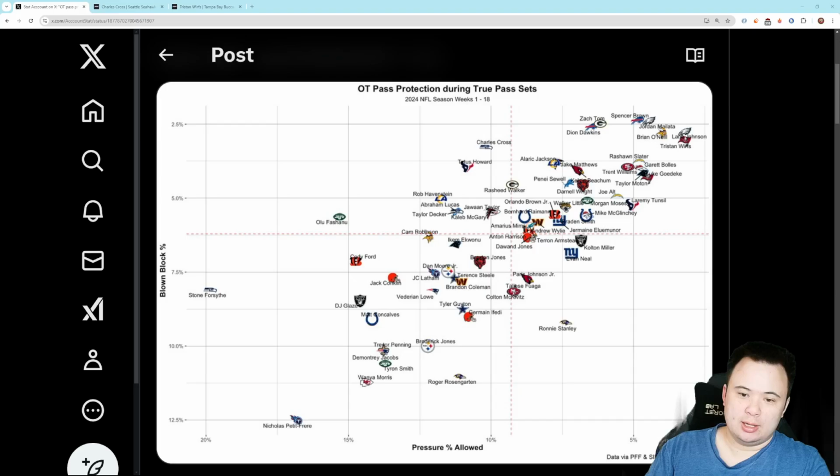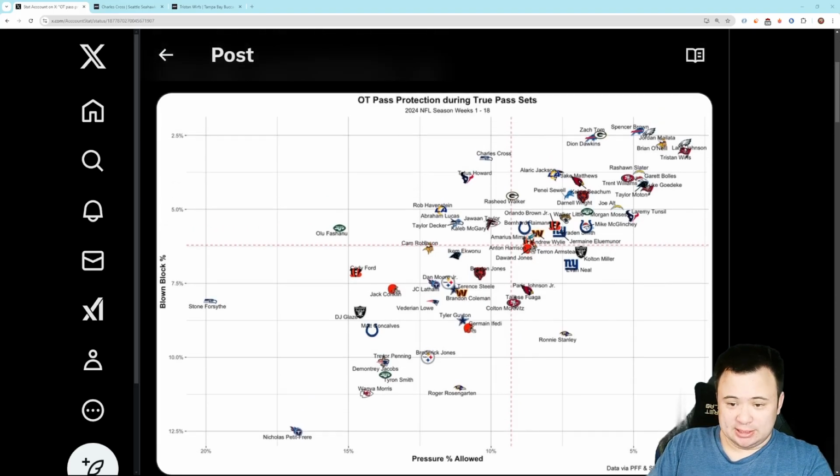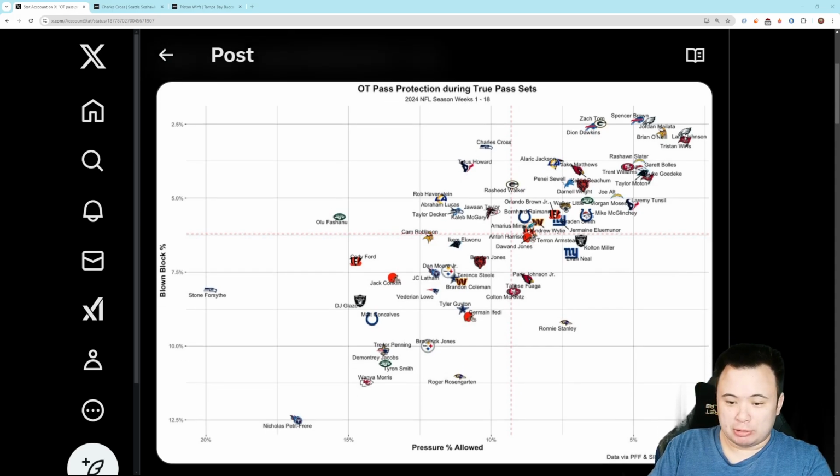player for that. Now, you can see that if you look at the red lines here, the dotted red lines here, the average pressure percentage allowed for a tackle in the NFL is just a little bit higher than 9%, and the average blown block rate is somewhere around 6.2% approximately. So that gives us a little bit of a baseline.